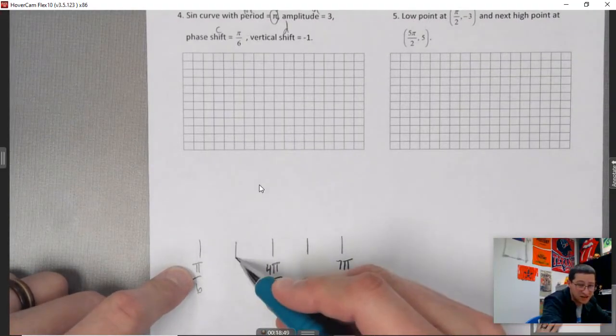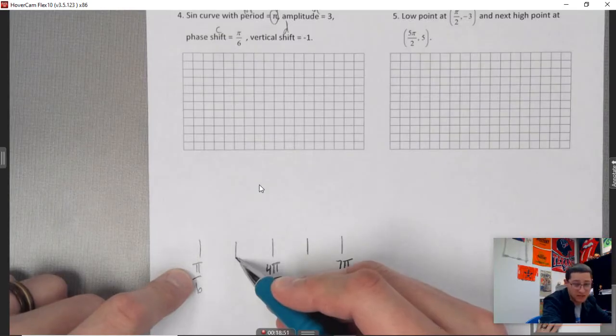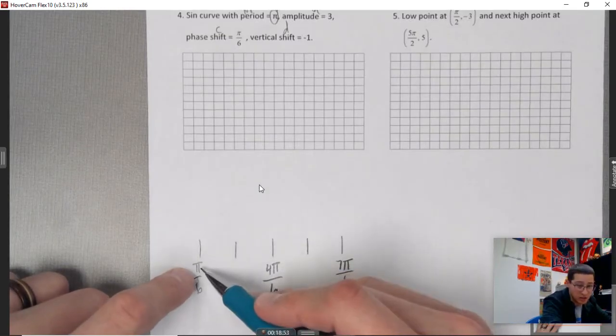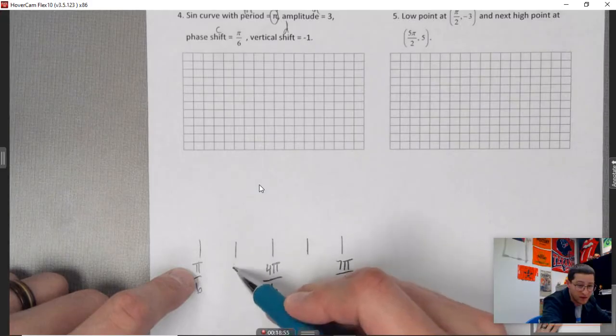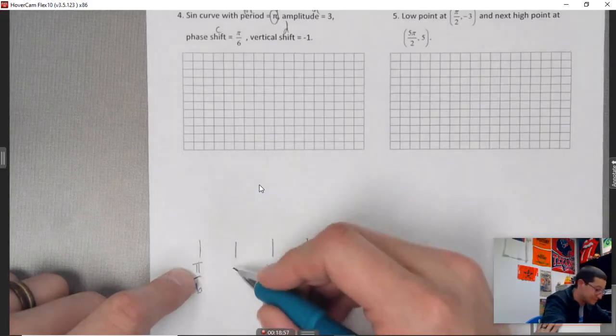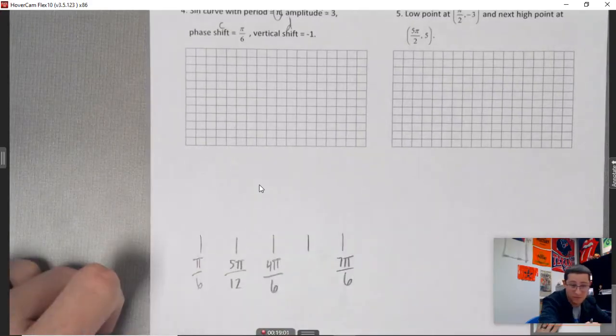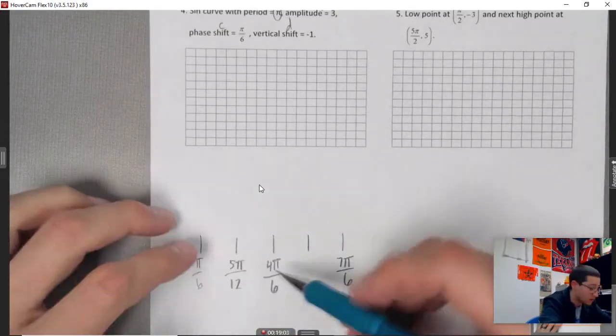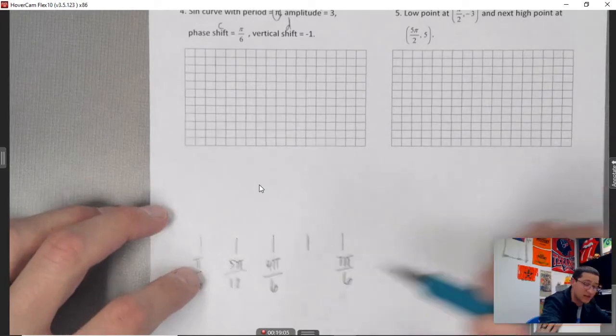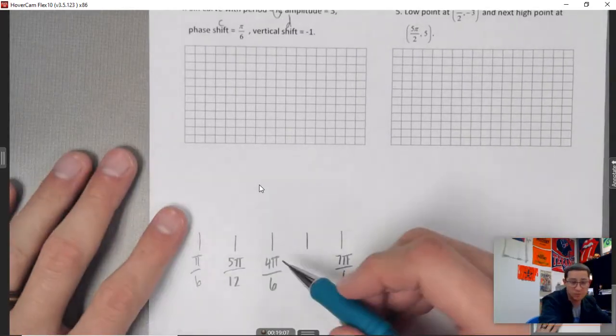From here to here, we're adding 1.5 pi over 6. Okay, so this is like 2.5 pi over 6. In order to convert it, 5 pi over 12. Okay, be careful there. If you wanted to convert everything to twelfths, that could be a good strategy as well.